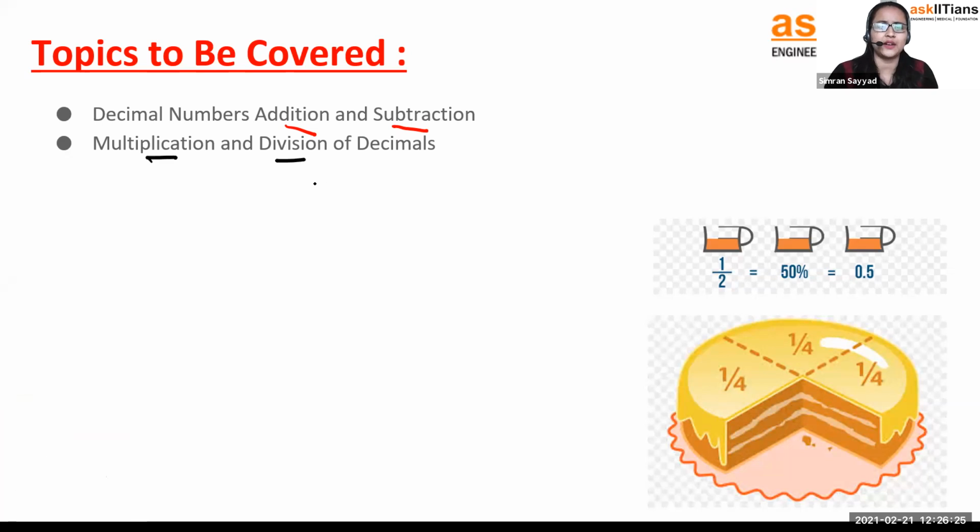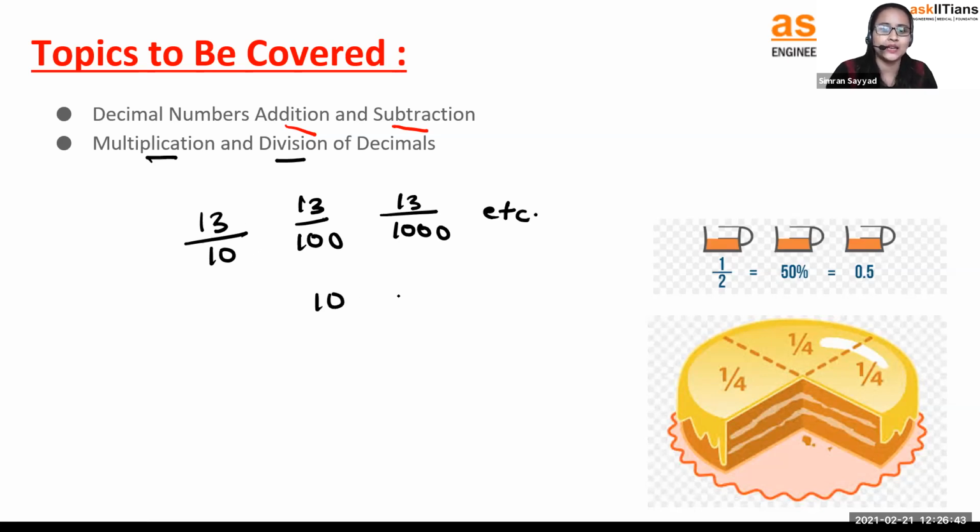Let's just quickly revise about decimals. What is a decimal? The basic thing is, if you get a fraction with a base of tens multiple, like 10, 100, or let's say 1000, and so on, it should be 10, 100, or 1000. If you get such a kind of fraction, then it is called a decimal. So this is a fraction. How to represent this fraction as a decimal? You have to count the number of zeros in the denominator.